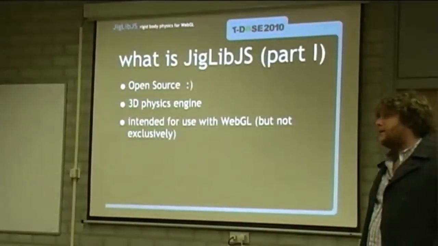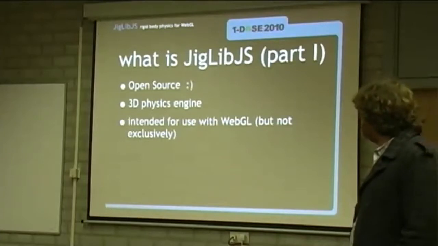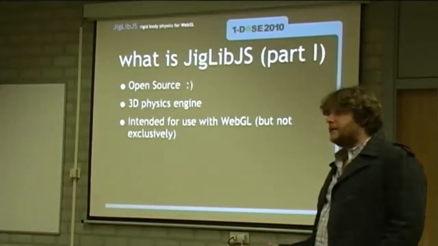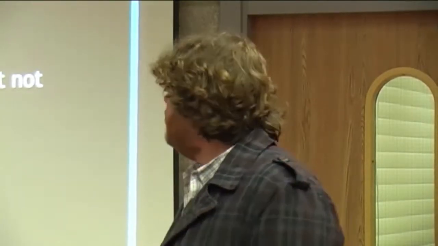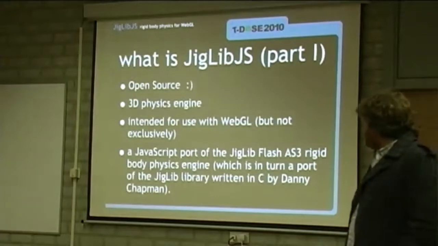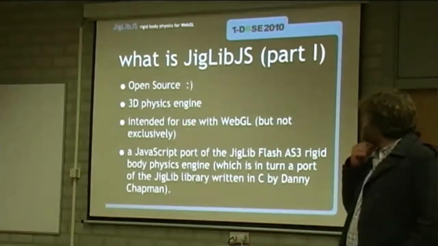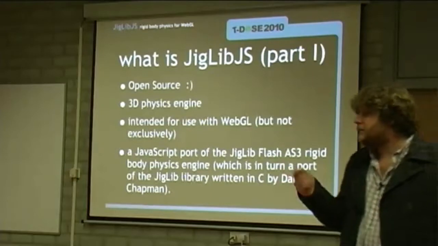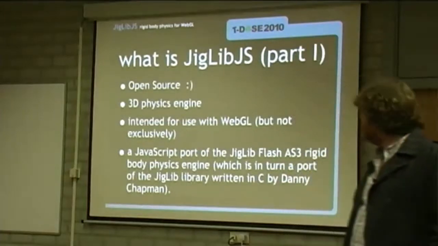JigLibJS is an open source project. It's a 3D physics engine, and it's currently intended for use with WebGL, but not exclusively. It's just a JavaScript library, so theoretically, you could use it with any JavaScript-driven 3D engine. For example, Google's O3D, which has cancelled development now, but there's possibilities for the future. It's actually a JavaScript port of the JigLib Flash physics engine, which in turn was a port of the C library written by Danny Chapman.